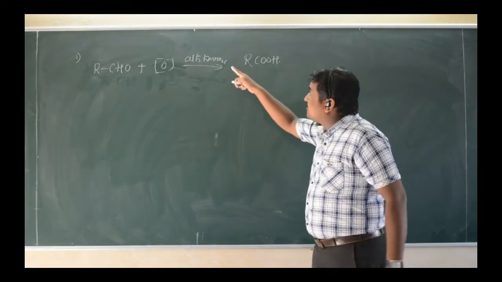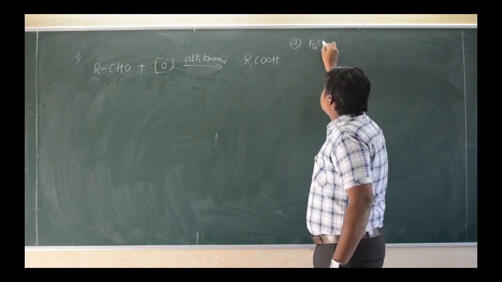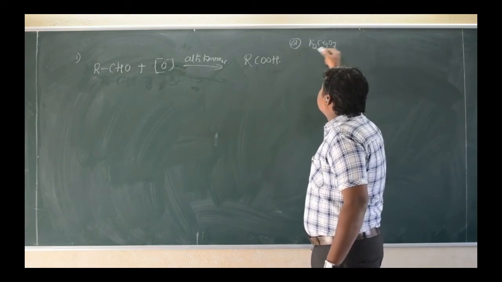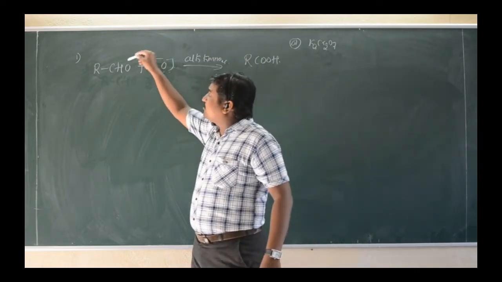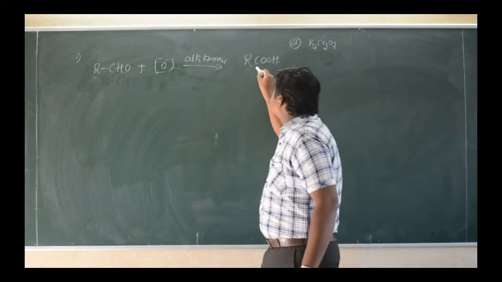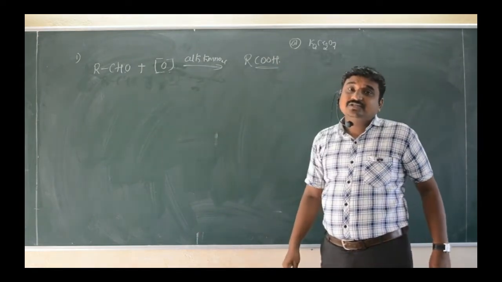So alkaline KMnO4 or acidified potassium dichromate, these are the oxidizing agents. Addition of oxygen can take place. Now after addition of one oxygen to this aldehyde, there is a formation of what here? Acid. So this is another oxidation reaction.